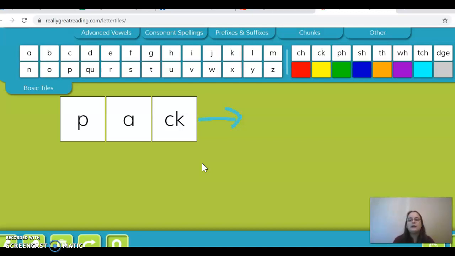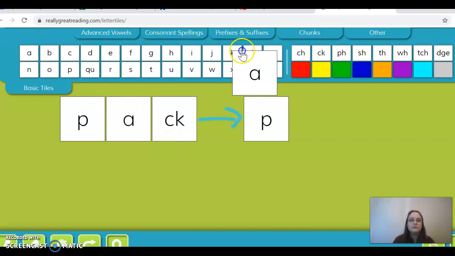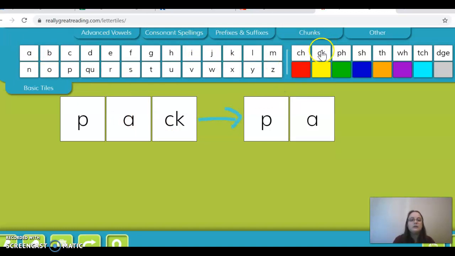Okay, so go ahead and pause the video and then play whenever you're ready to see how we spell packs. Remember, we're going to keep these first 4 letters the same. And remember, even though that pack has 4 letters, it only has 3 sounds. P, A, K. And now we need to add our S at the end. P, A, K, S, packs.